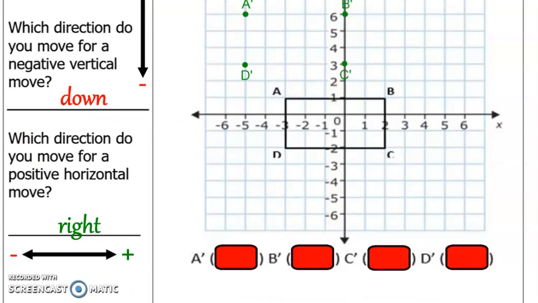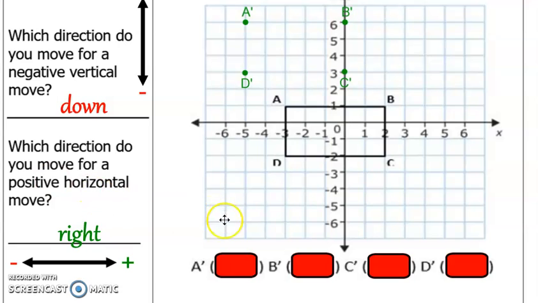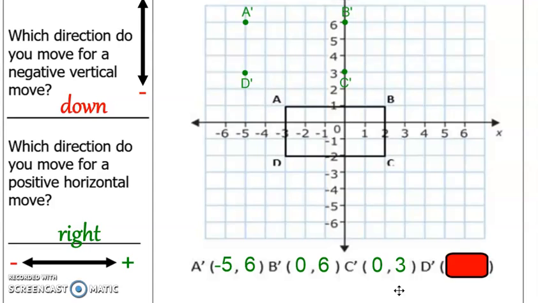So what are your ordered pairs for those new points? A prime is at negative 5, positive 6. B prime is on the y-axis, so your x value is going to be 0, y value is 6. C prime is also on the y-axis, so it's 0, 3. And D prime is at negative 5, 3.